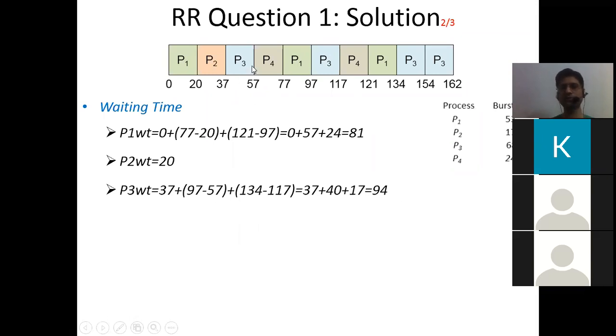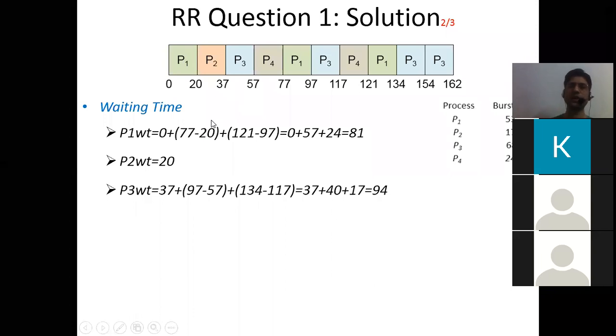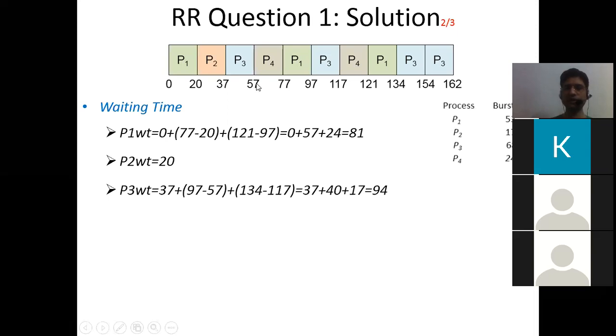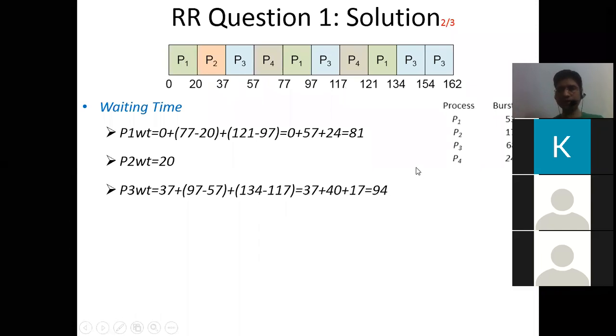What about P4? Last one. P4 appears two times. P4 is here and P4 is here. It comes to the CPU at 57, leaves at 77, and then again gets the control at 117. The answer is 97, by Aparna, Ayush, and Krishna. Let's see. Yes, the answer is 97. You get the CPU the first time at 57, and then the next turn is 117, when it left at 77. So 57 plus 40, that is 97.